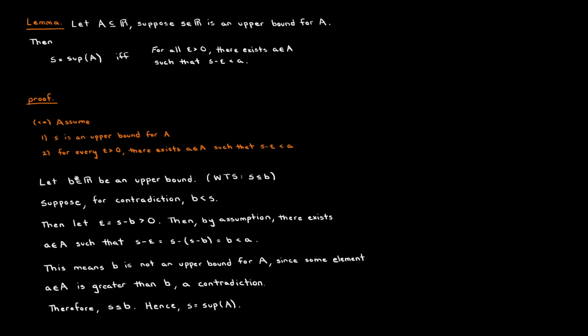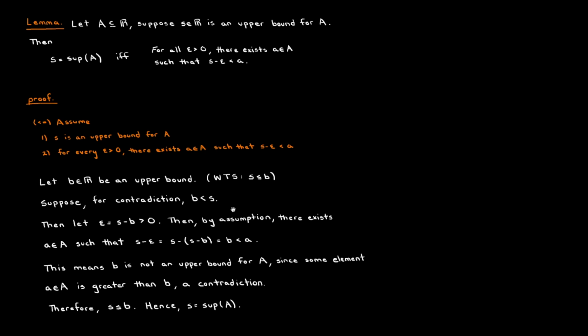So for that, let B be an upper bound for A. And what I want to show is that S is the least upper bound. S is smaller than or equal to this upper bound B. And the way I like to do these type of proofs is actually by contradiction. Let's suppose for contradiction that actually B is strictly smaller than S.